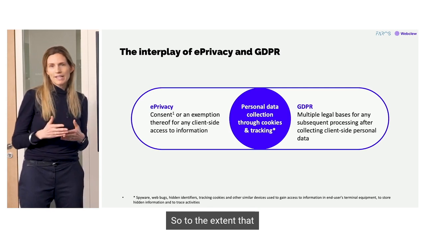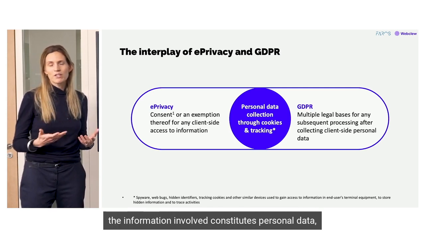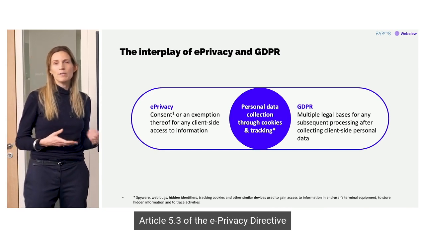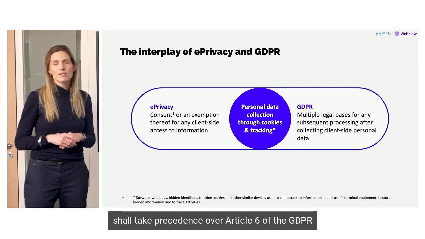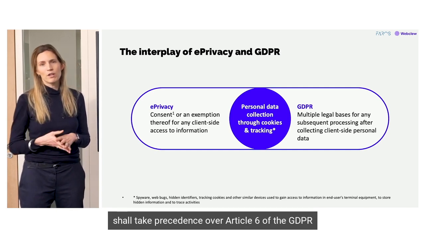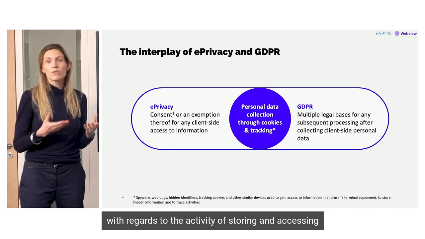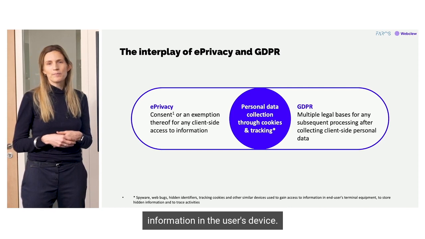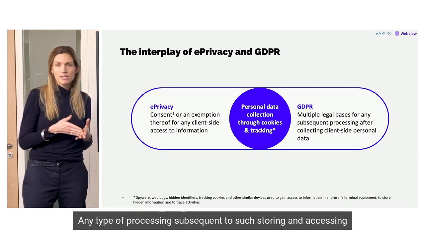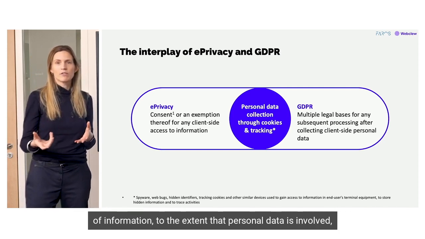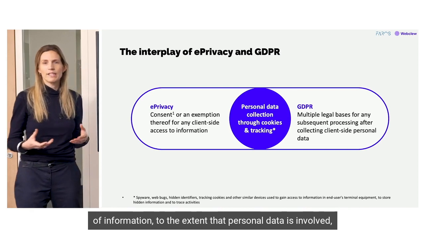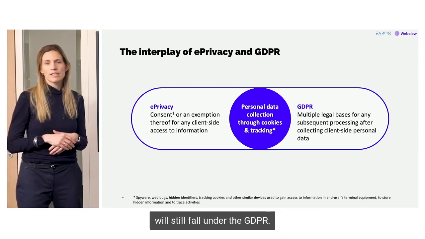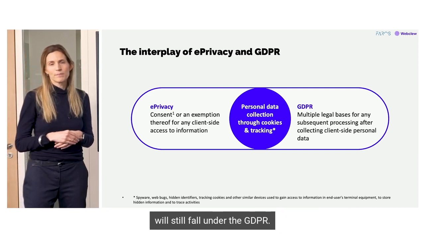So, to the extent that the information involved constitutes personal data, Article 5.3 of the e-privacy directive shall take precedence over Article 6 of the GDPR with regards to the activity of storing and accessing information in the user's device. Any type of processing subsequent to such storing and accessing of information, to the extent that personal data is involved, will not be covered by the e-privacy directive, but will still fall under the GDPR.